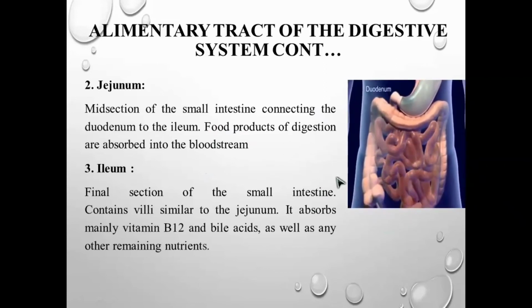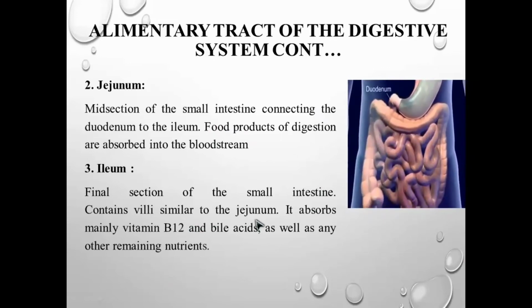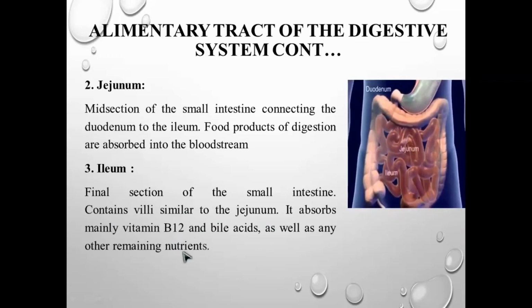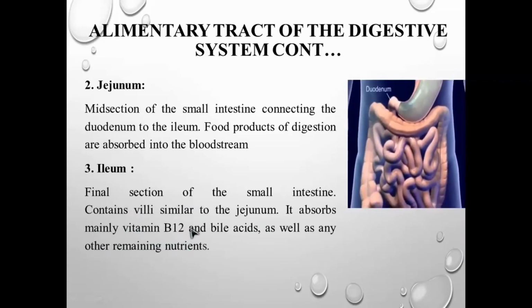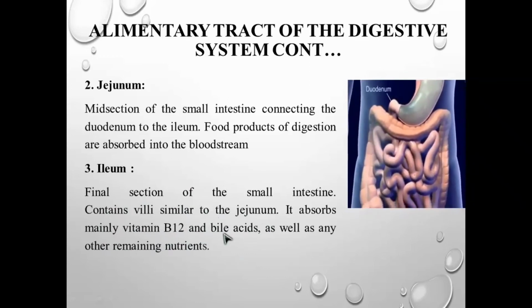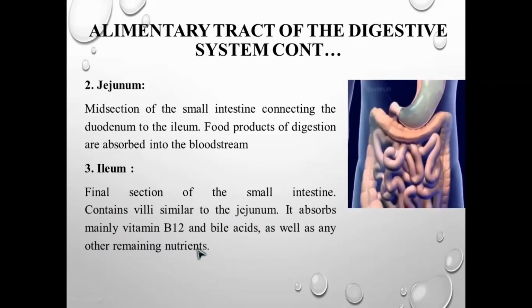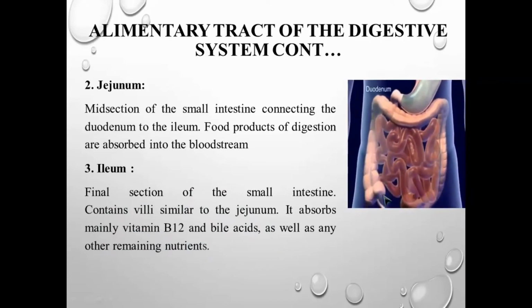Next, we are going to see the ileum, the final section of your small intestine, which contains villi similar to the jejunum. It absorbs mainly vitamin B12, which we call cyanocobalamin, which is very essential for hemoglobin development and RBC development. It also absorbs bile acids and bile salts, as well as many other remaining nutrients.